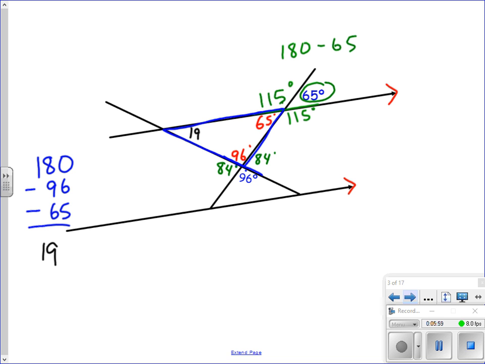Now, once we know that that's 19, we know that across from it is exactly 19 because it's an opposite angle. We know that this is a straight line right here, so this has got to be 19 subtracted from 180, which is 161 and 161. All right, so far so good.